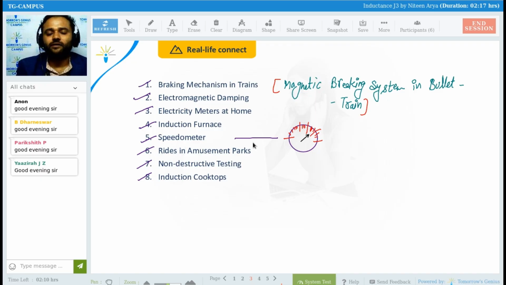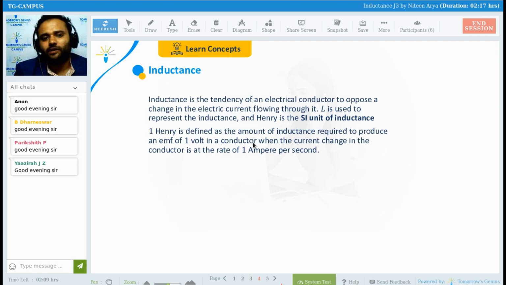Rides in an amusement park. The students who have been to an amusement park know the height of the swing can be very high. Due to the magnetic effect, alternating current is converted into a magnetic effect, and we convert that magnetic energy into mechanical energy. With that energy system, there is a high rise in the swinging system in the amusement park. Non-destructive testing and induction cooktops are a few basic things we see in real life examples.